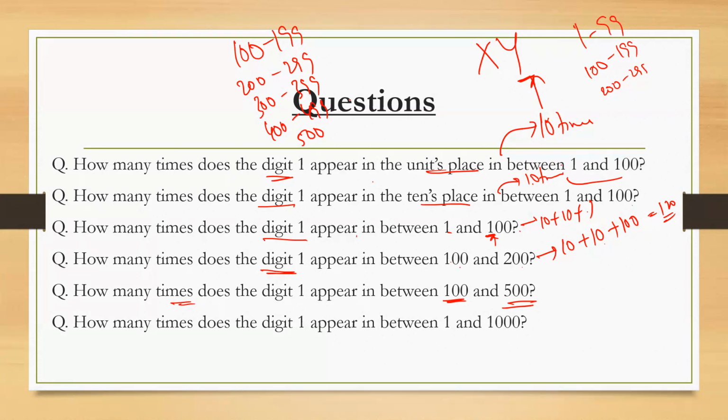So here, how many times will the digit appear? 180. Okay, 180. 179. Okay. What about Subhadra?